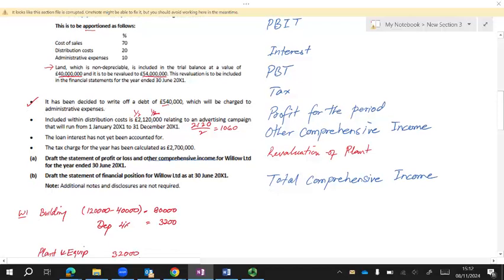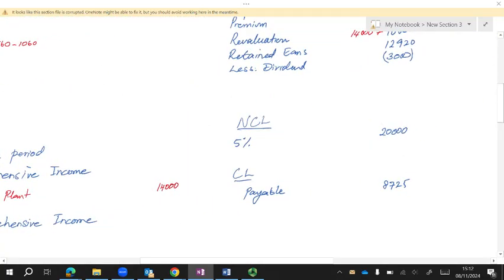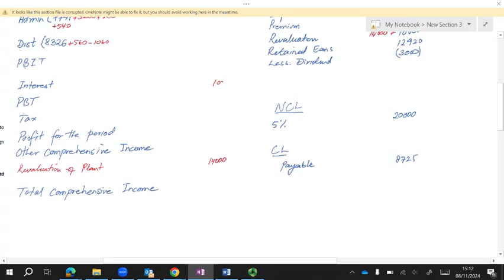Next, we have other information which says the loan interest has not yet been accounted for. The loan interest rate in this company is 5%. So 5% of 20,000 is 1,000. So we need to include that 1,000 over here as interest. And because we have not paid for it, we have to record it in our current liability as interest payable.